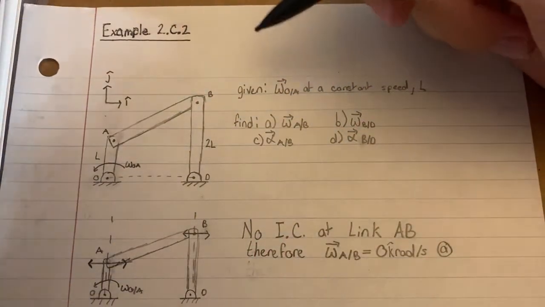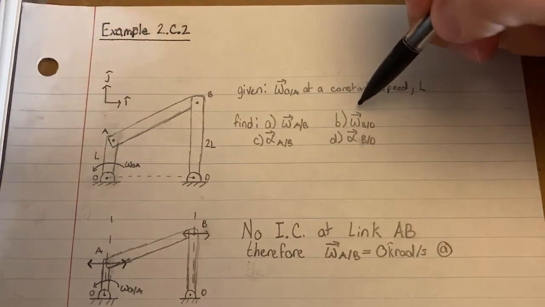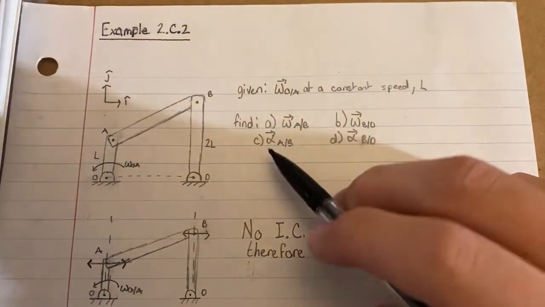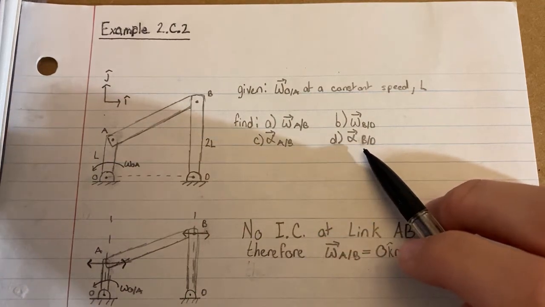And in this question, we want to find angular velocity of A slash B, angular velocity of B slash D, then angular acceleration of A slash B, and angular acceleration of B slash D.